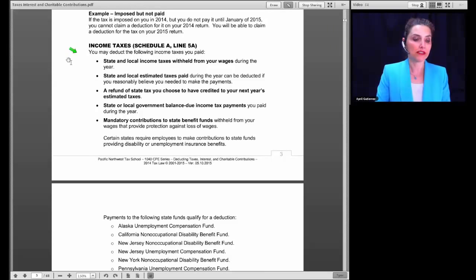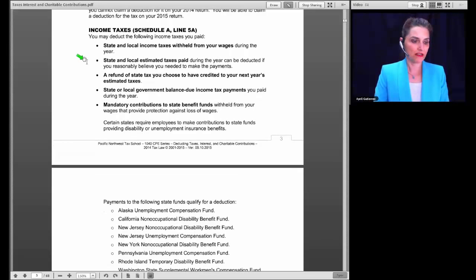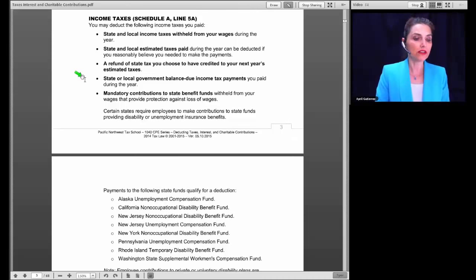Income taxes are deducted on Schedule A, line 5A, and you can deduct the following income taxes that you paid during the year, including state and local income taxes that were withheld from your pay during the year. State and local estimated tax payments are deductible if you believe you needed to make those payments and you actually made them during the year. And a refund of state tax that you choose to have credited to next year's tax is also allowed as a deduction. State or local government balance due income tax payments that you paid during the year.